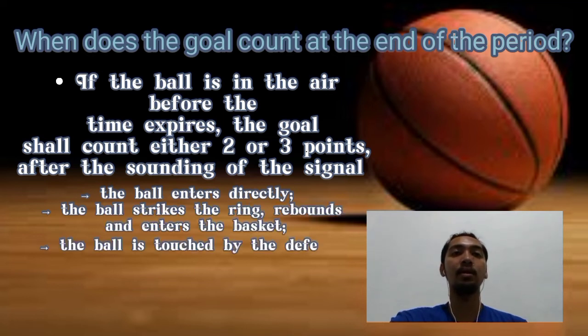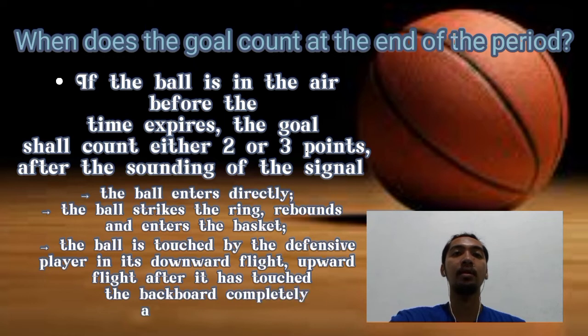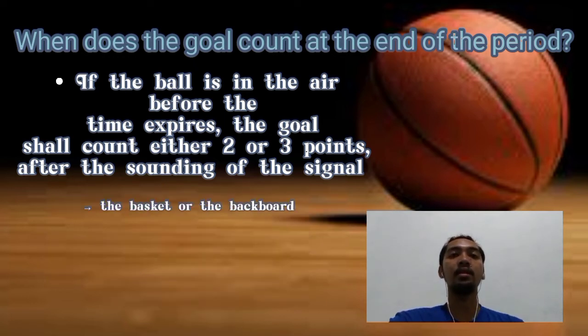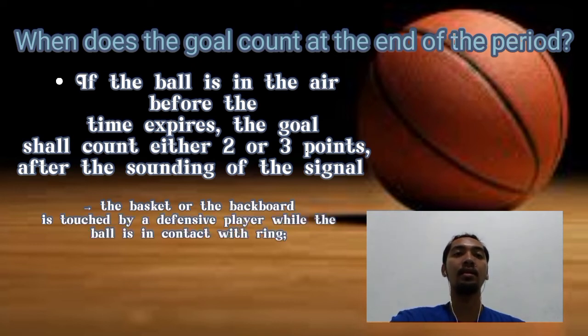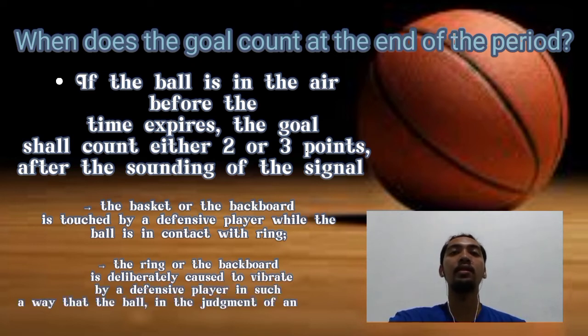The ball is touched by the defensive player in its downward flight or upward flight after it has touched the backboard completely above the ring. The basket or the backboard is touched by a defensive player while the ball is still in contact with the ring. The ring or the backboard is deliberately caused to vibrate by a defensive player in such a way that the ball, in the judgment of an official, may be prevented from entering the basket.